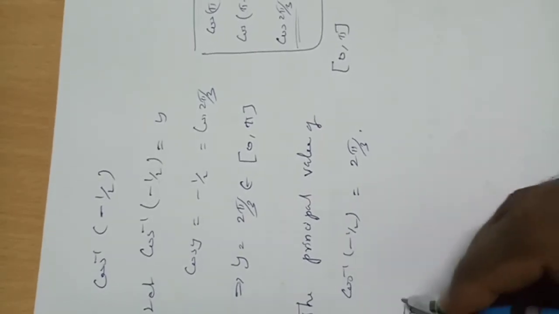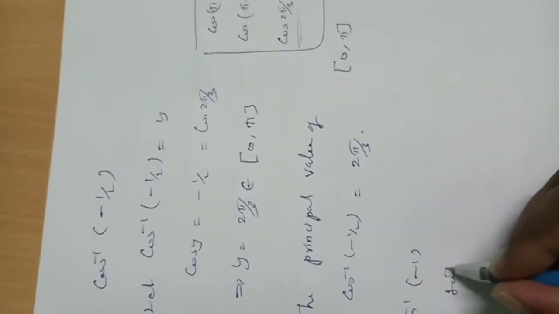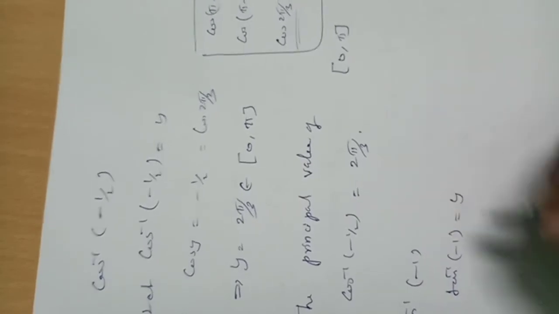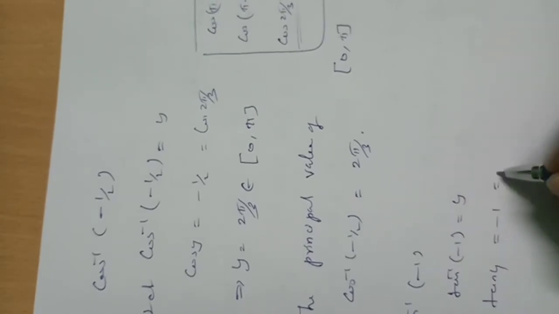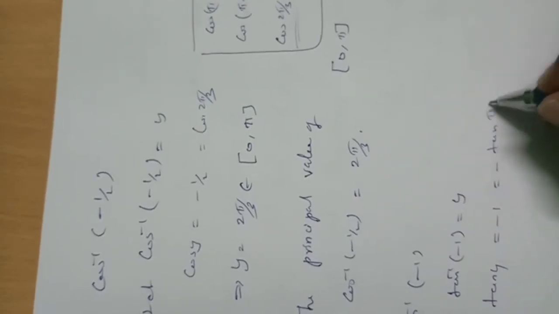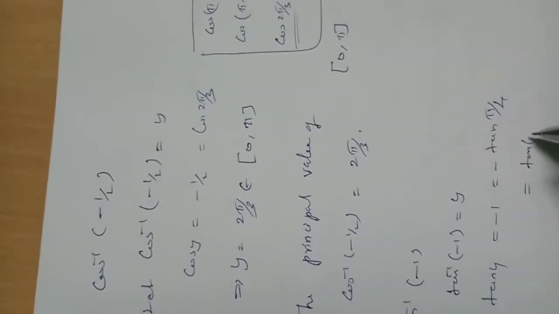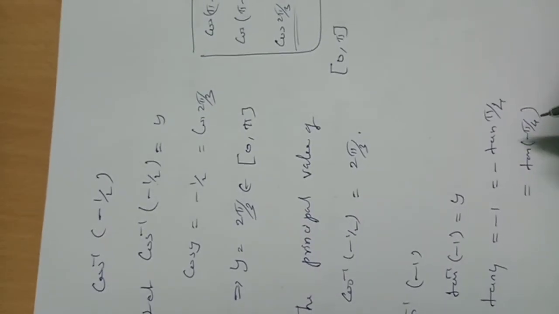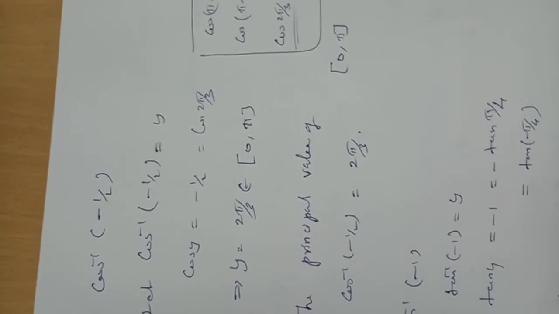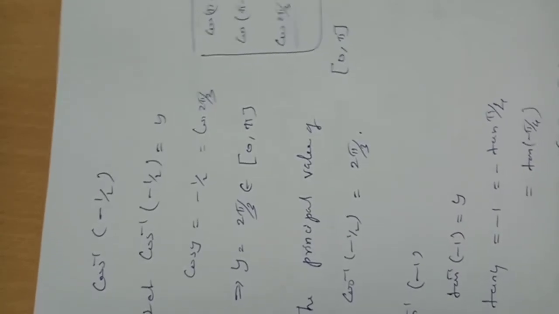tan inverse of minus 1. Let tan inverse of minus 1 equal to y, which implies tan y is equal to minus 1, which is equal to minus tan pi by 4, 45 degree. This is equal to tan of minus pi by 4, because tan of minus theta is equal to minus tan theta, which implies y is equal to minus pi by 4. This belongs to the open interval minus pi by 2 comma pi by 2.